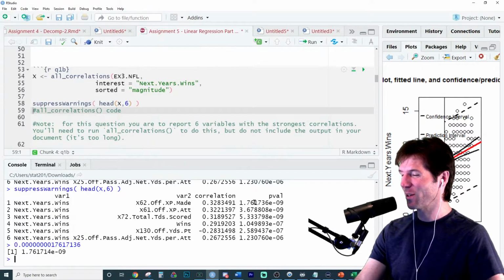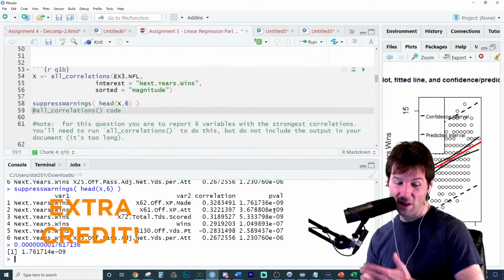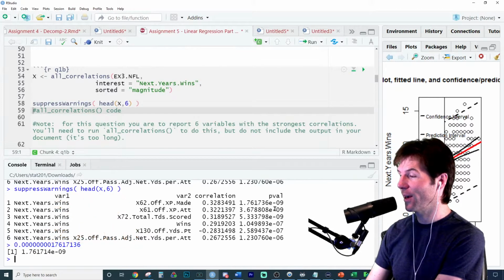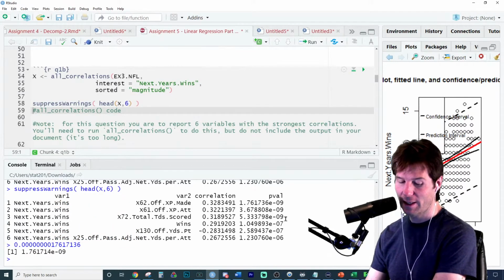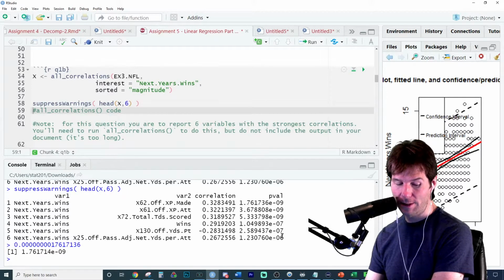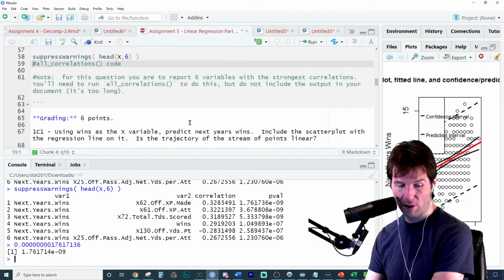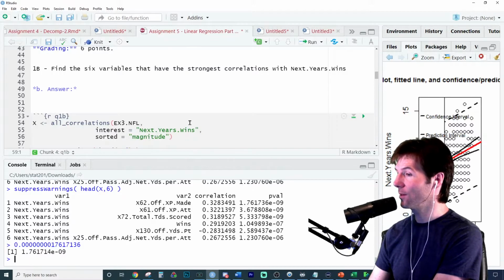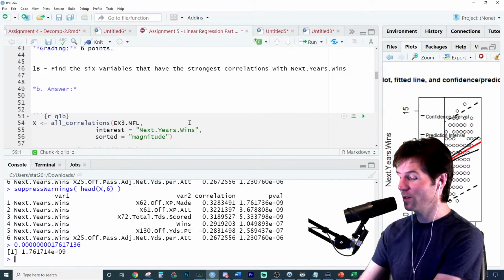100 points. Stronger compared to the rest. Yep. They are the strongest. So they are the strongest in the data set. And yeah, good stuff right here. So just kind of talk about those, or find the 6. Those are the 6 right there. That's how we find the strongest correlations.